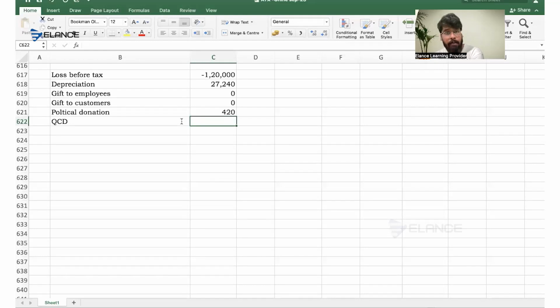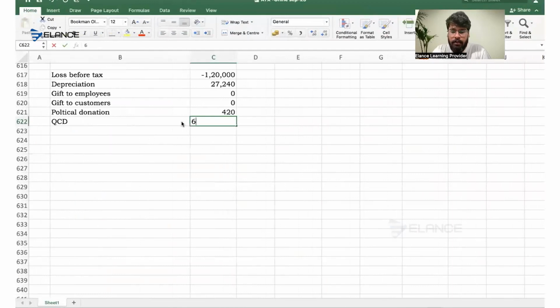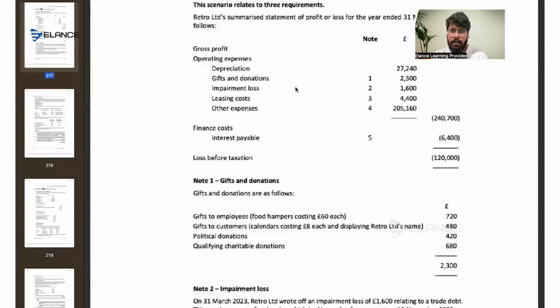And we can deduct the same QCD while finding out the taxable total profit of the company. So here we should add it back and we can deduct the same while computing the taxable total profit of the company. Here 680, we should add back this 680. Yes, good. Okay, so we are done with the first note, and the second one, impairment losses 1,600.